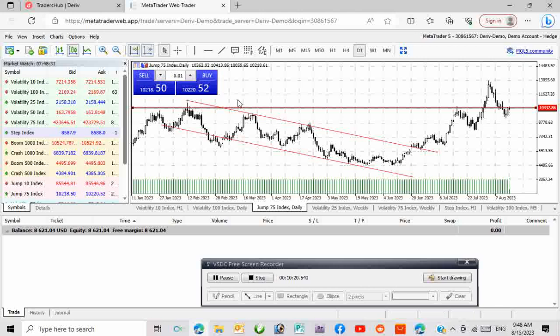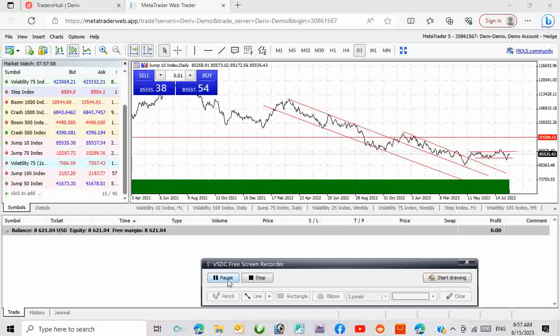So when you draw a line like this, you'll see this is a pattern that tells you either it's going to buy or it's going to sell. Okay, close.